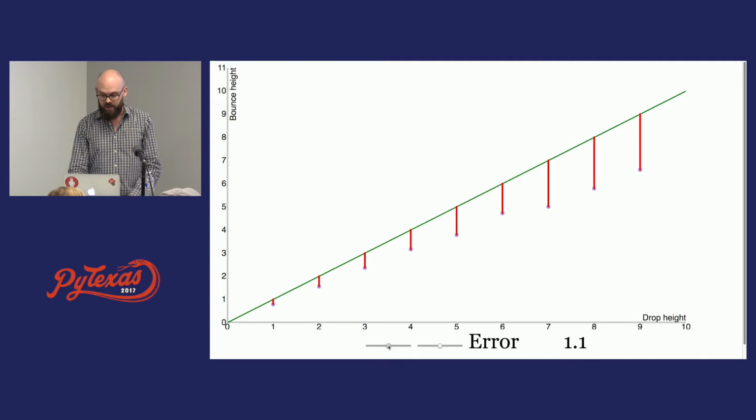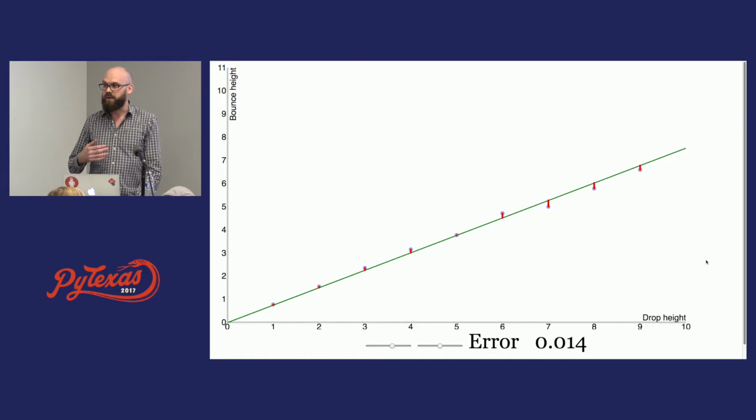Training a machine learning model is about running an iterative algorithm which finds the best set of parameters that fit the model to the data. Everyone with me so far? Great.